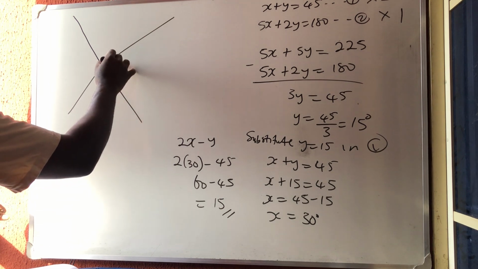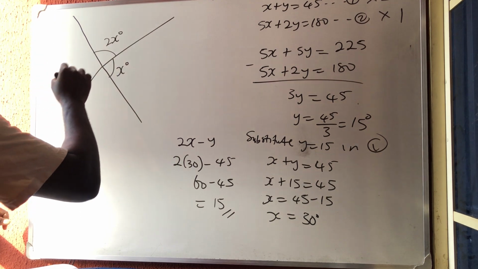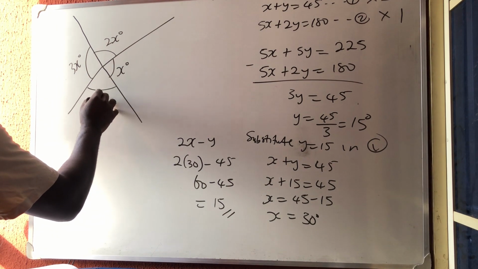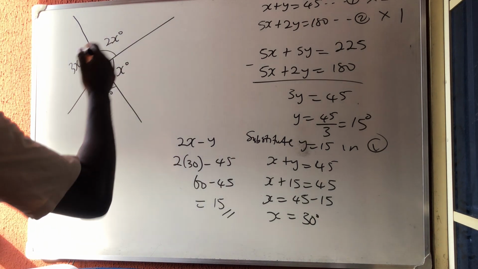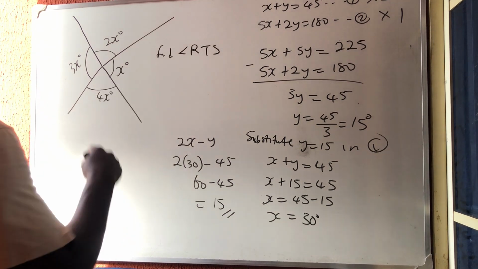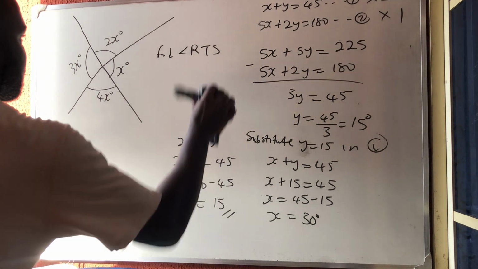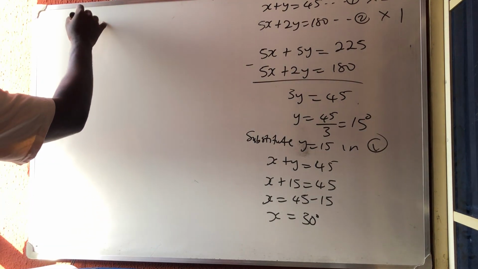I have this, and here is x degrees, here is 2x degrees, here is 3x degrees, and finally here is 4x degrees. And they say find angle RTS. Sorry, that is not the question. Look at the question here. They gave us something like this.